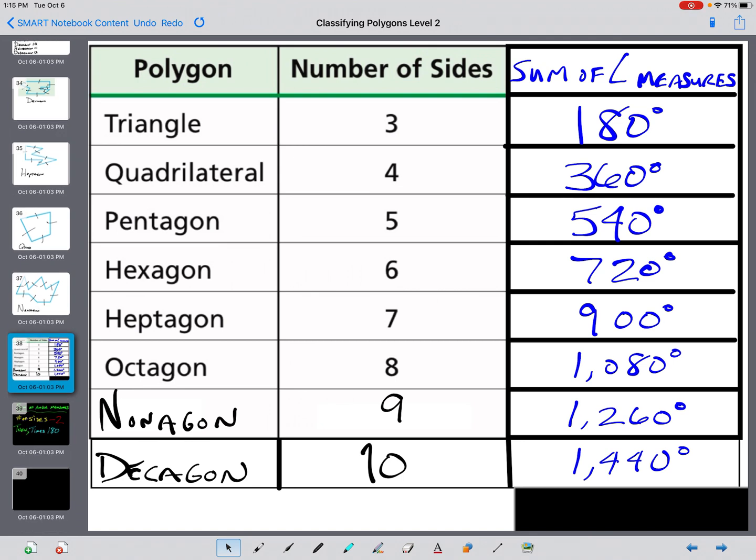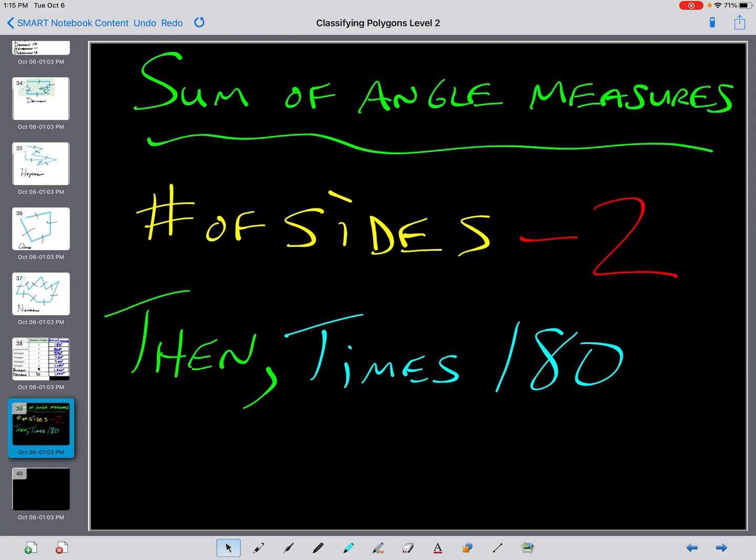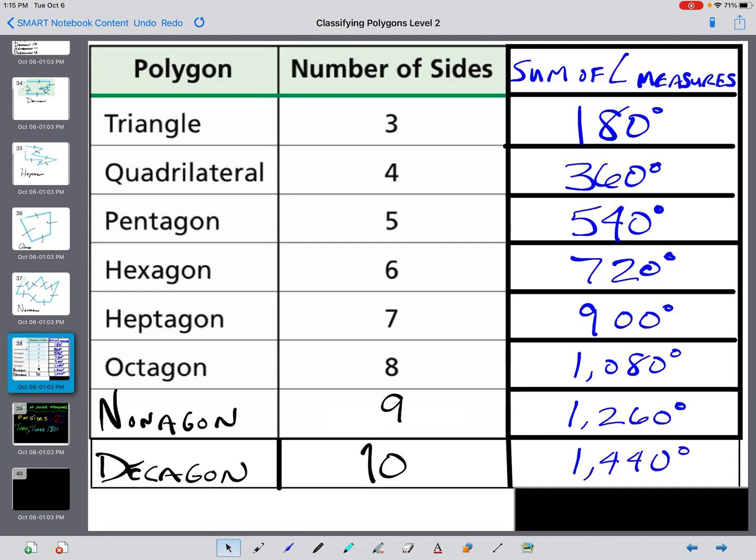For example, if I were to just out of the blue ask you, what's the sum of all the angle measures of a heptagon or something like that? All you would have to do is take the number of sides in the figure, and subtract 2 every time. Just always subtract 2 from that number of sides. And then multiply your answer by 180.